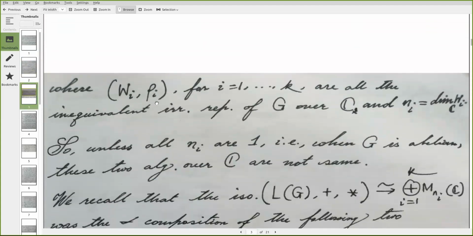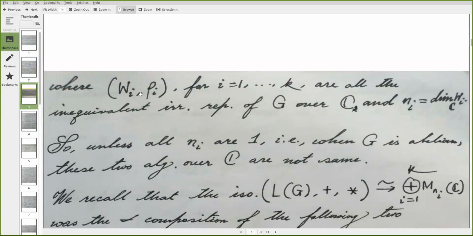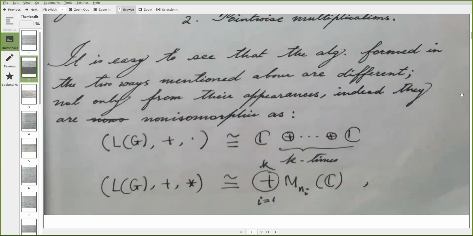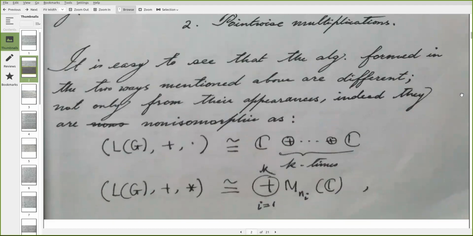As usual, we let rho_1, W_1 through rho_r, W_r be all the inequivalent irreducible representations of G over C, and N_i is the dimension of W_i. As I said, from the definition they look different, but they are not only different in appearance. Structurally they are also different, because one is isomorphic to this, another is isomorphic to that, and their structure shows that they are totally different, unless each N_i is one, which is equivalent to saying G is abelian.